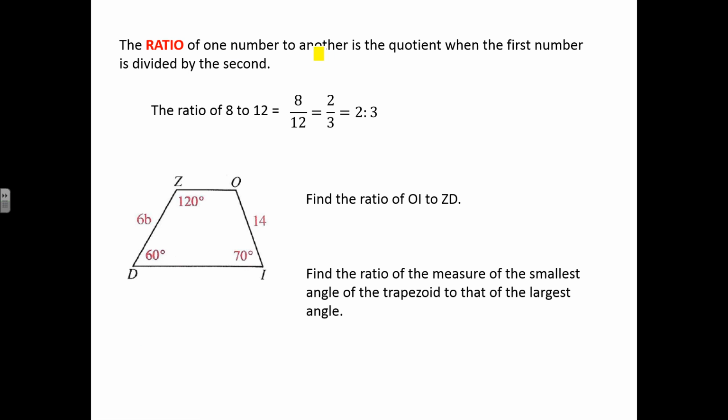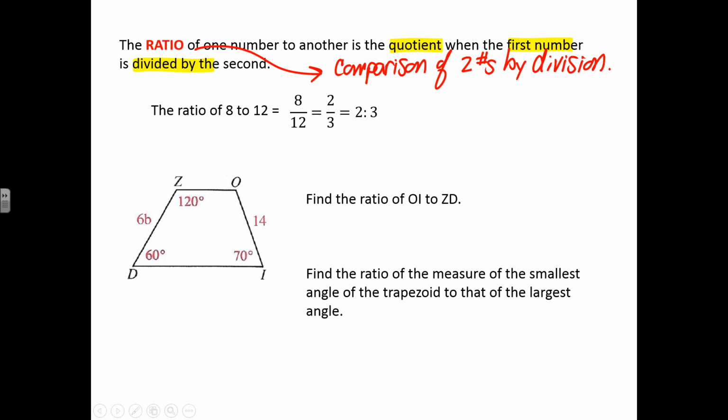A ratio of one number to another is a quotient when the first number is divided by the second. Another phrase: the ratio is a comparison of two numbers by division. A comparison of two numbers by division.